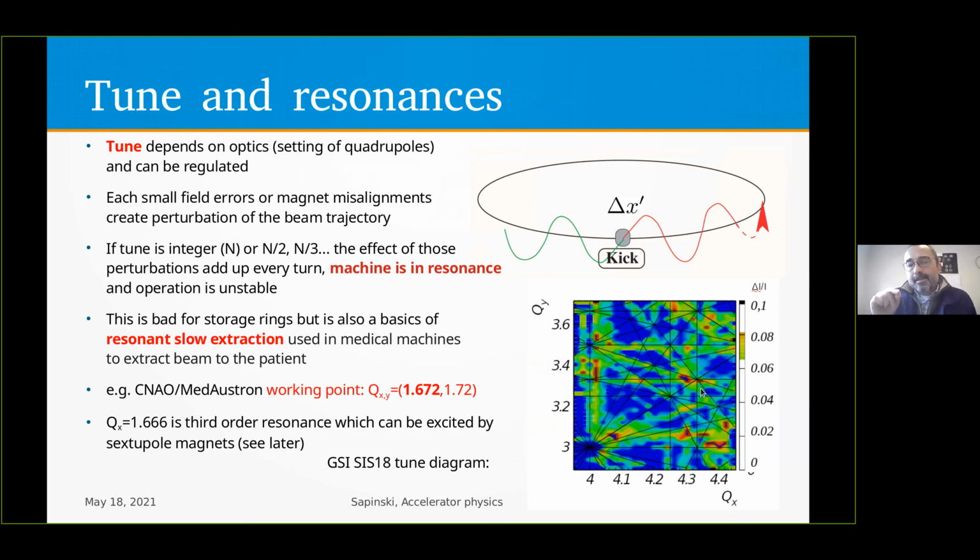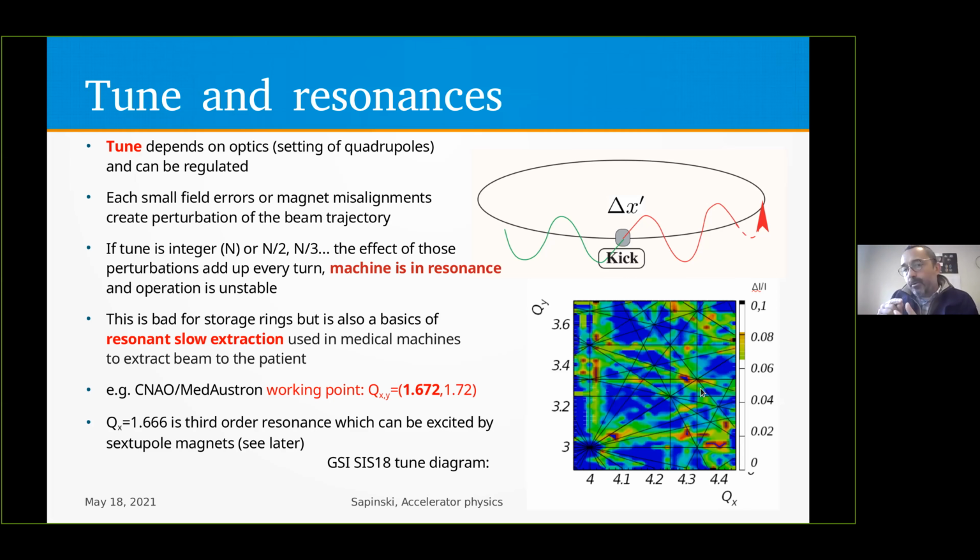The tune tells us how many oscillations a particle makes when it goes around the circumference of the machine. Now imagine that there is, because there is always some, misalignment or other perturbation to the movement of particles. This perturbation happens, let's say, in one magnet. So in this location, the particle always gets the same transverse kick because of this error, this bad construction, the micrometer change of alignment of the quadrupole, for instance.